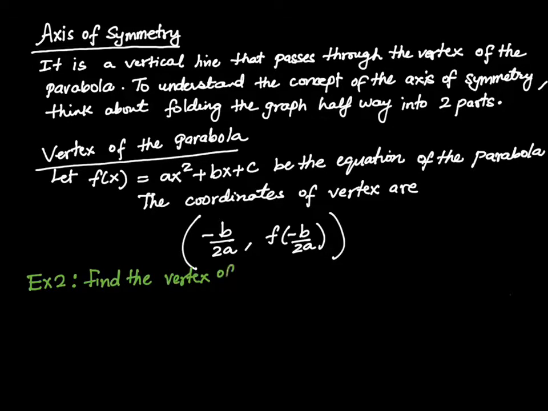So here it is, find the vertex of the parabola y equal to negative 3x squared plus 6x plus 1.